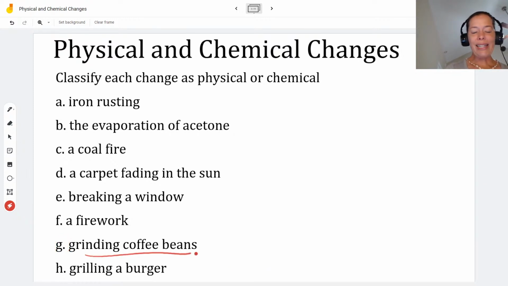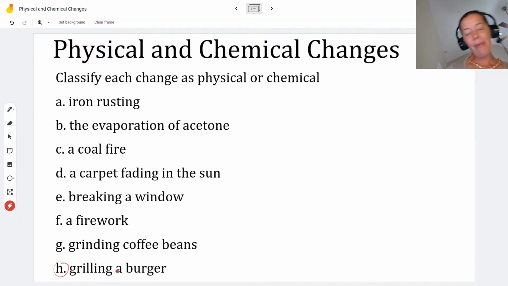G, grinding coffee beans, which I love to do in the morning because I'm always looking forward to my cup of coffee. So if you are grinding, then you're just changing the shape of something. So that is going to be a physical change. If you're just changing the shape, that's a physical change.